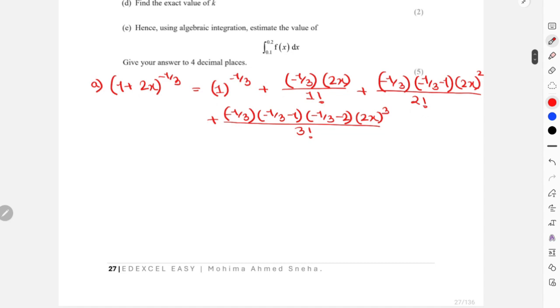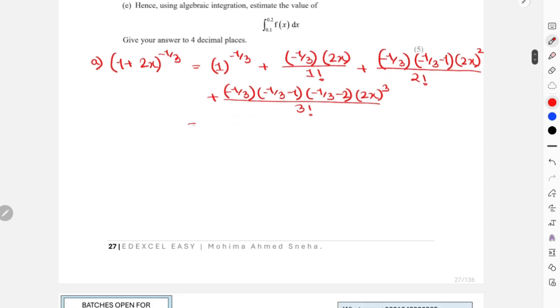Okay, after this you just have to calculate that minus 1/3 is 1, this one is going to be minus 2/3 x, and then this one should be minus 1/3 times (minus 1/3 minus 1), and then times (minus 1/3 minus 2), which turns out to be minus 28/27 into 2 to the power 3.